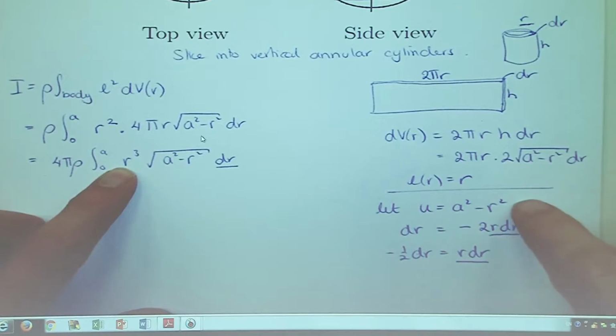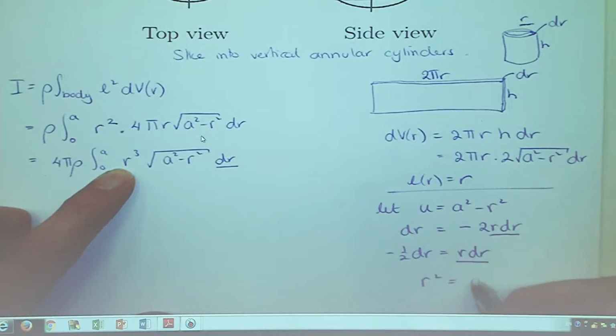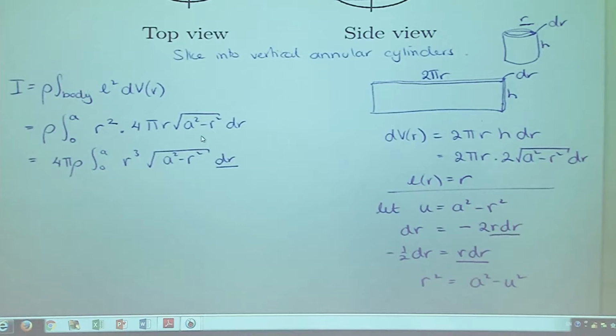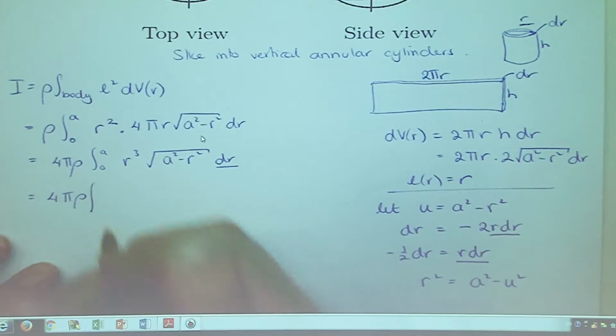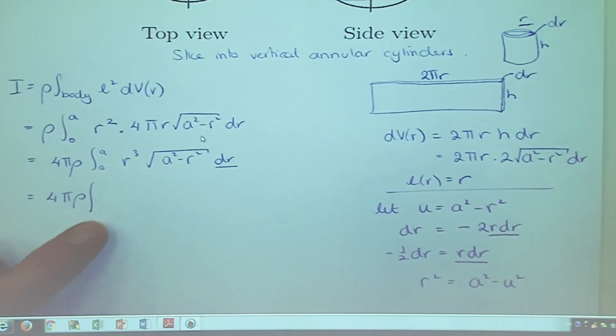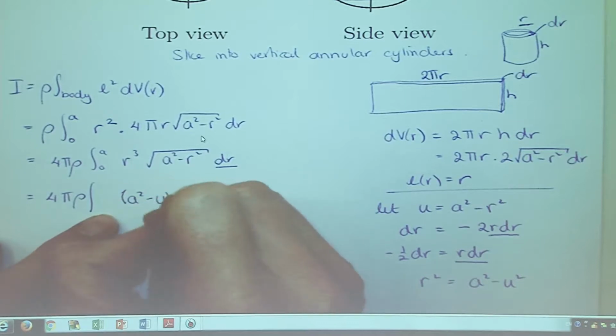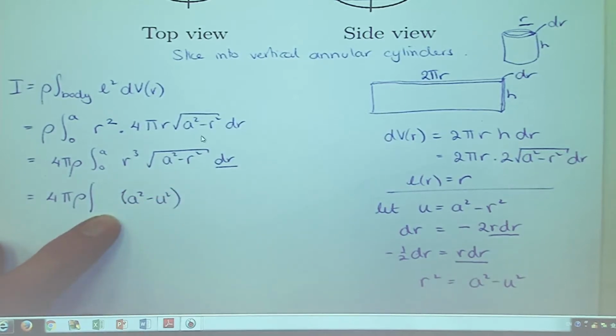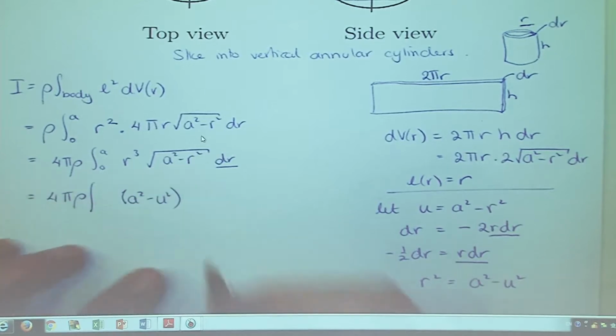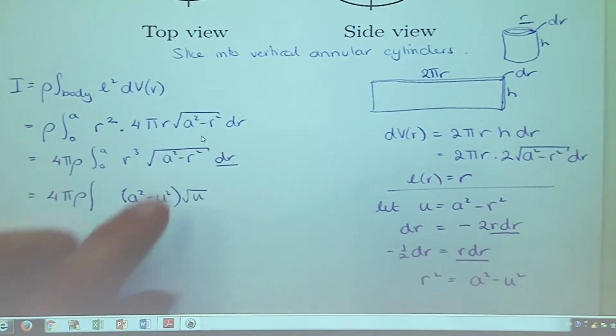Yeah, we're going to use this again. Okay, so r squared is equal to what? A squared take u squared. Okay. All right. 4 pi rho. Let's deal with the bounds in a moment. Okay. R cubed, one of those is going to get used up in the du. 2 of them are going to get turned into this. A squared take u squared. This thing here gets turned into the square root of u.